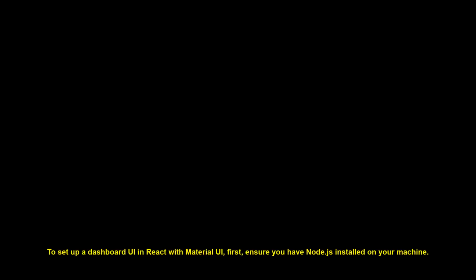on your machine. Create a new React application using the command npx create-react-app dashboard. Once the application is created, navigate into the project directory with cd dashboard. Next, install Material UI by running npm install @mui/material @emotion/react @emotion/styled. To use Material icons, you can also install it by executing npm install @mui/icons-material.